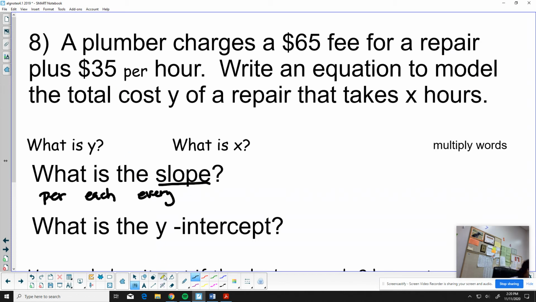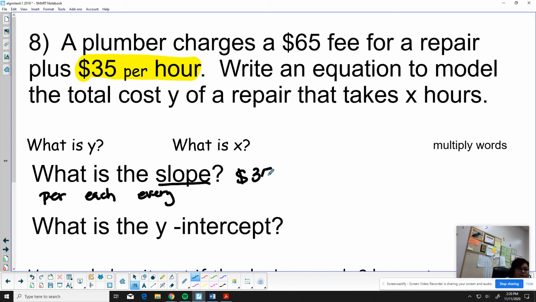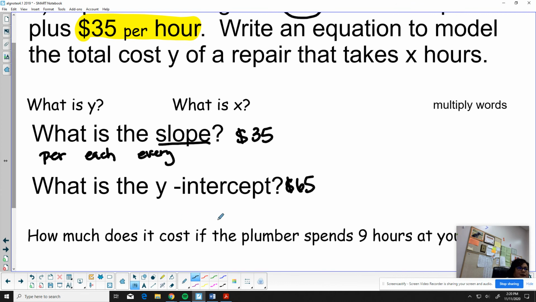So you notice how this is $35 per hour. That means that for each hour that the plumber is there, he charges you more money. So an additional $35. So $35 is the slope, because that changes with how long the plumber stays. And just to show up at your house, the plumber charges $65. That is your starting amount that he charges you. So then your equation would be y equals 35x, because that's my slope, or my m, plus 65.